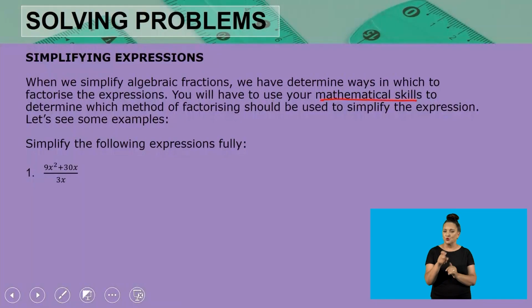So let's simplify the following fully. When we look at that expression that has been given there, that is 9x squared plus 30x, and it is all divided by 3x.